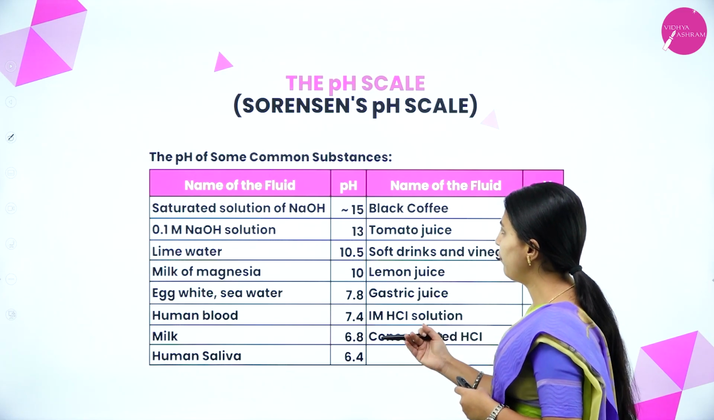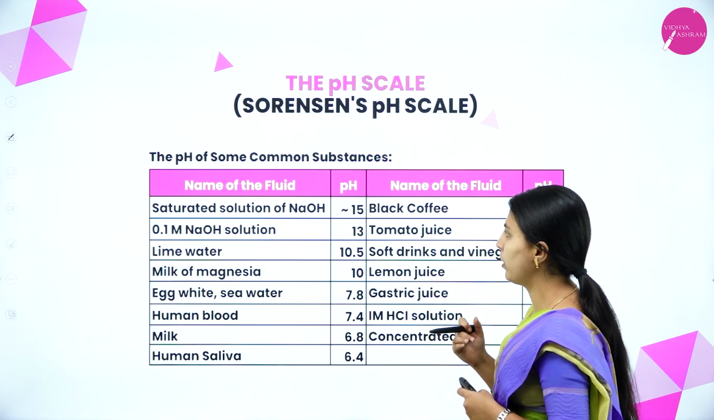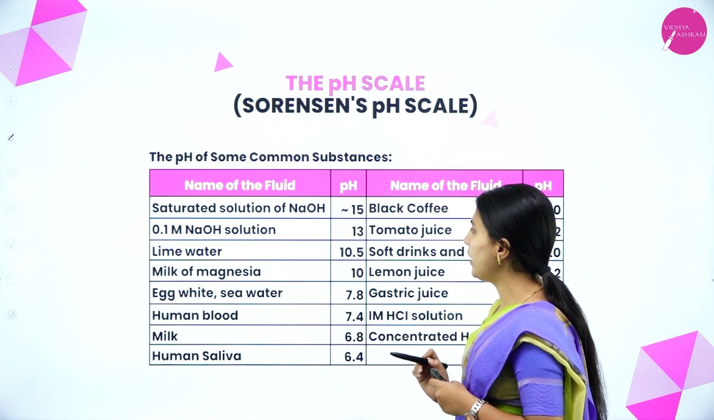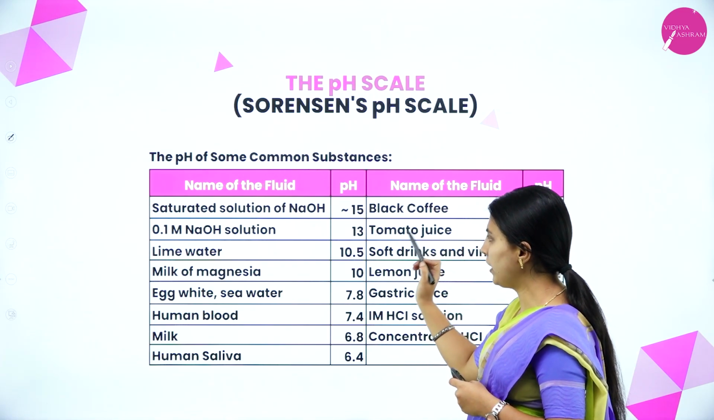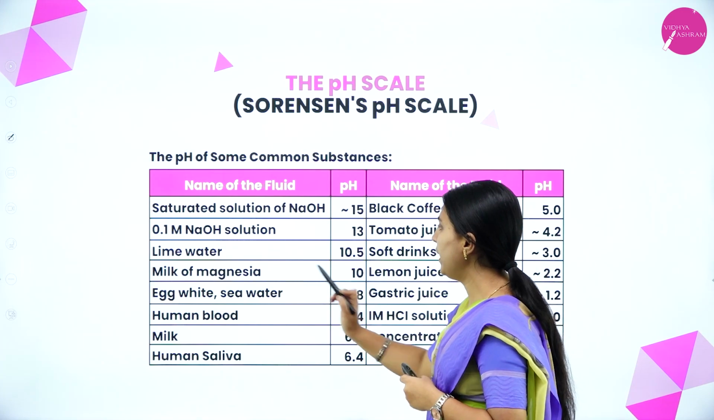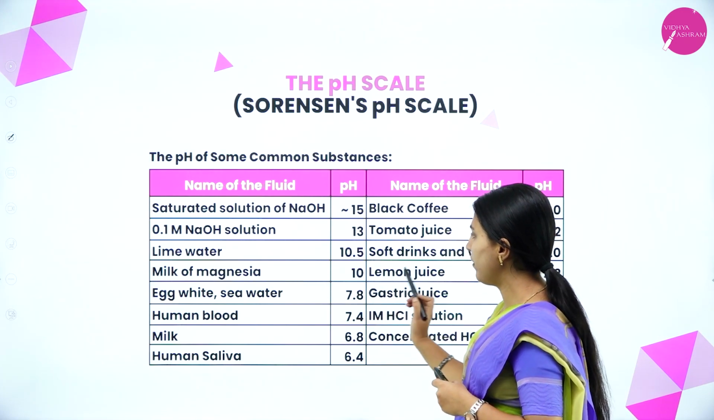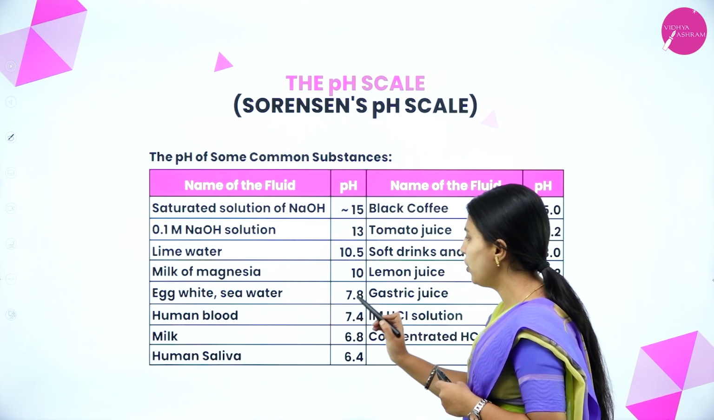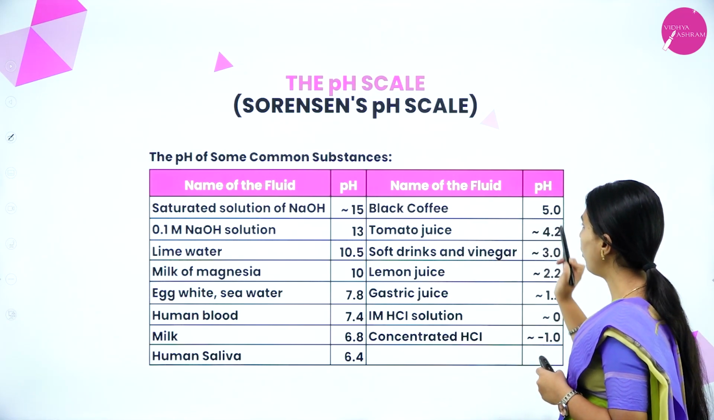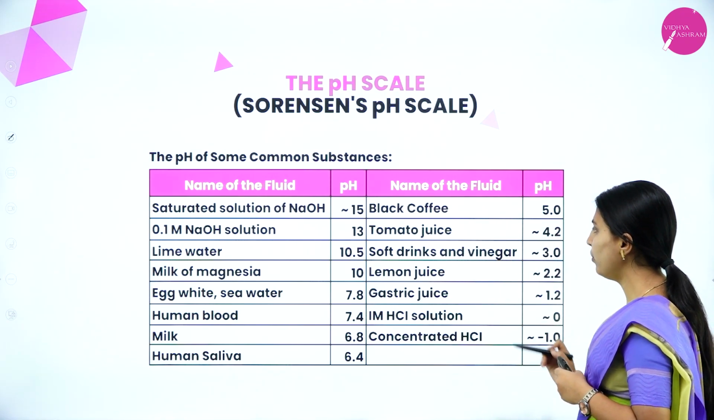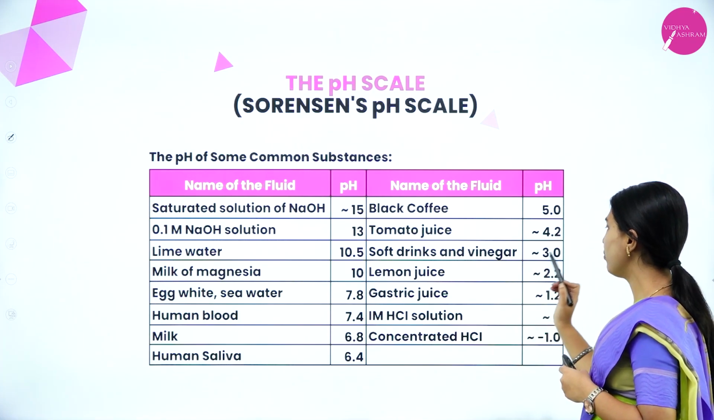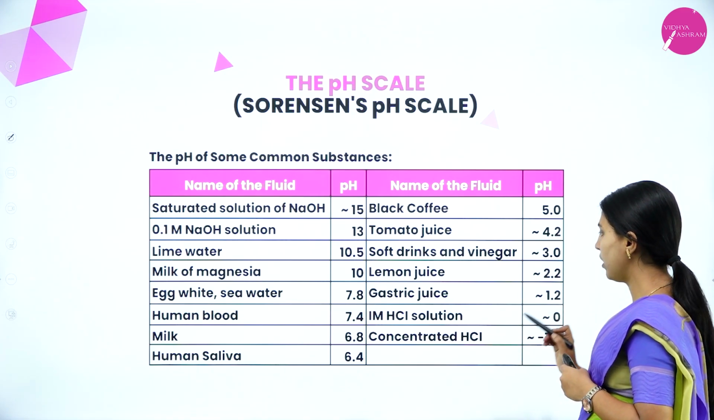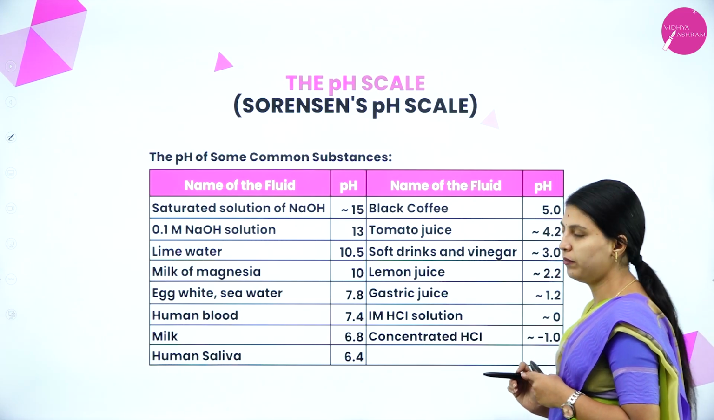Next, the name of the fluid and its pH. Saturated solution of NaOH approximately 15. 0.1 molar sodium hydroxide solution will be 13. Lime water 10.5, milk of magnesia 10, egg white 7.8 or sea water, human blood 7.4, milk 6.8, human saliva 6.4, black coffee 5, tomato juice 4.2, soft drinks and vinegar 3, lemon juice 2.2, gastric juice 1.2, 1 molar HCl solution 0, concentrated HCl 1.0.